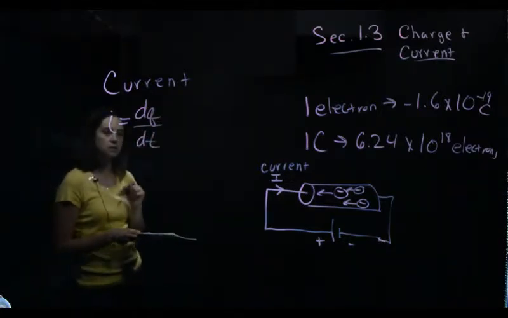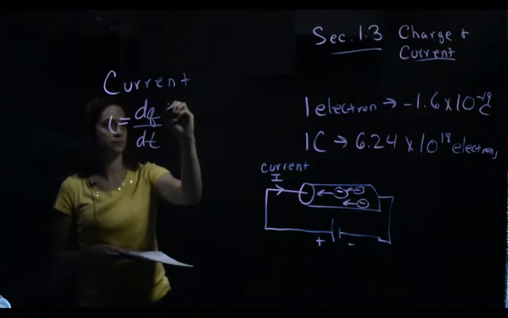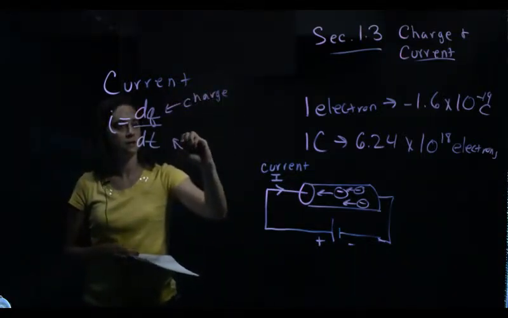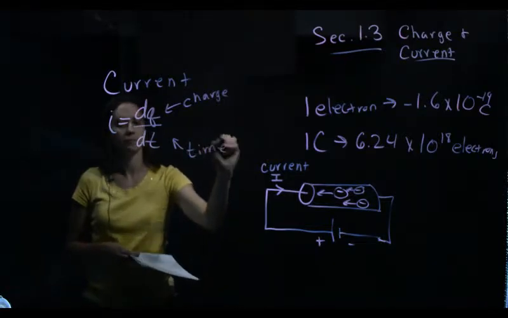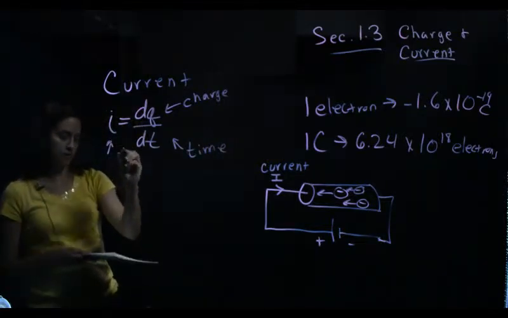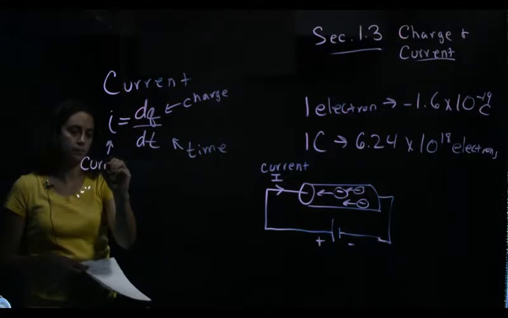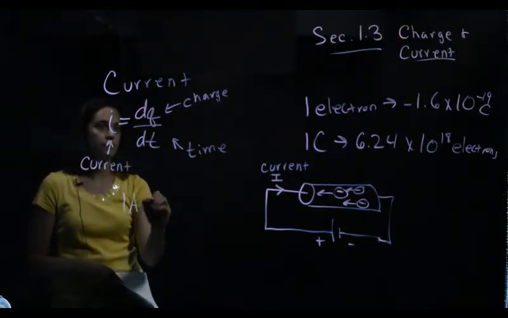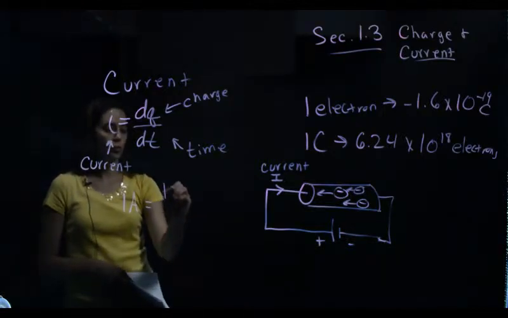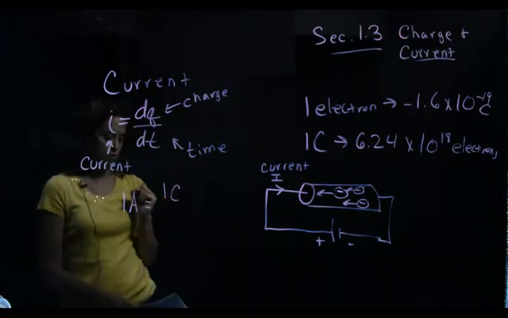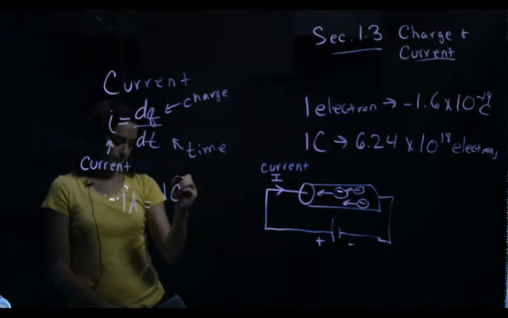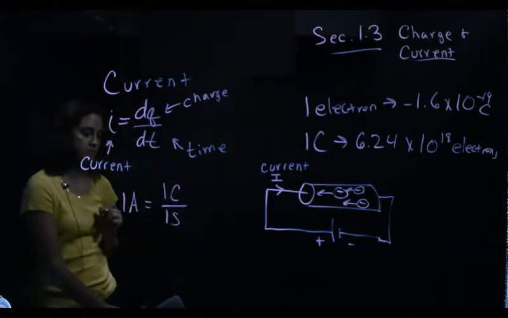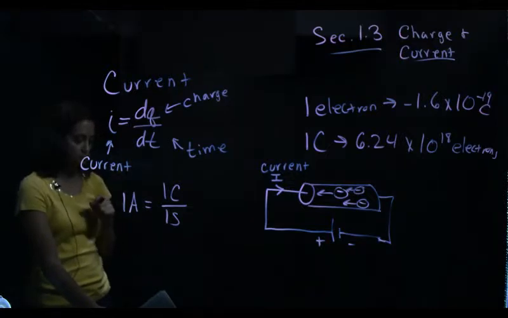So Q is our charge, t is time, and i is current. So let's look at our units. That's saying that 1 amp is equal to 1 coulomb of charge per 1 second of time. So an amp equals a coulomb per second.